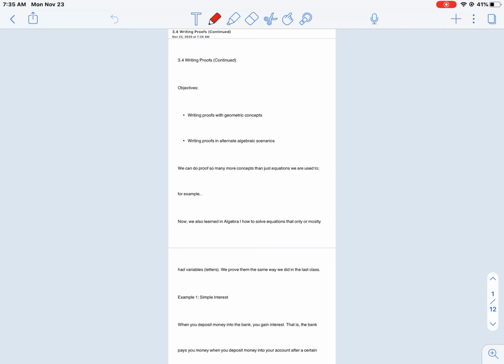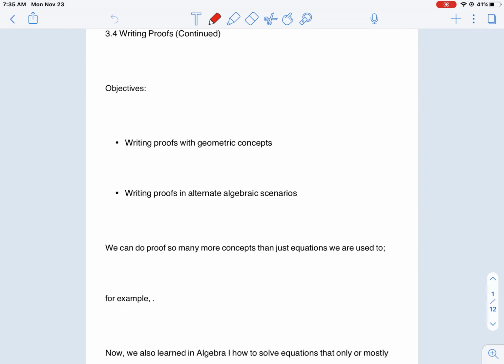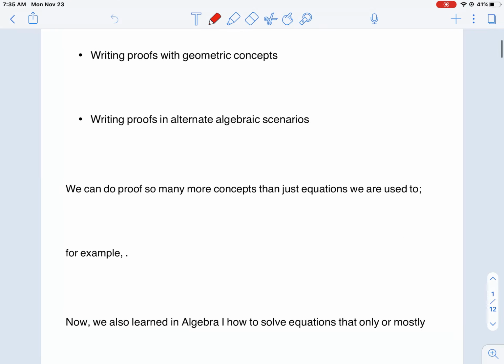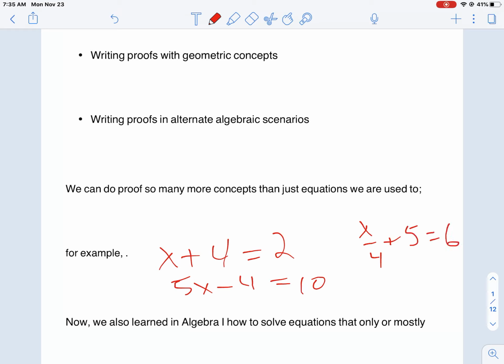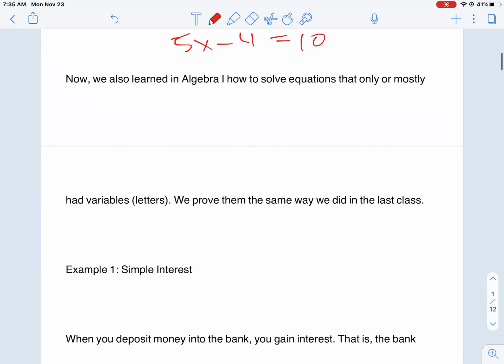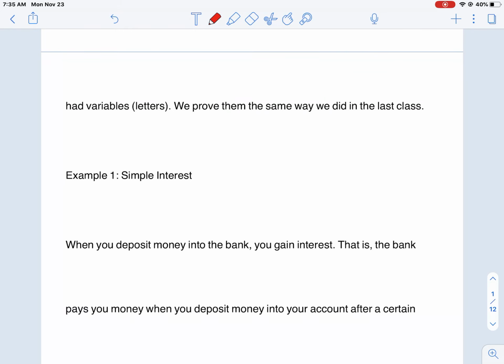So we're going to look at some more proofs. Our objectives today are writing proofs with geometric concepts and with different algebraic scenarios. I already did proofs with equations like x plus 4 equals 2, 5x minus 4 equals 10, and x over 4 plus 5 equals 6. Then in Algebra 1, we solved an equations that had mostly variables or letters. We're going to do those the same way.